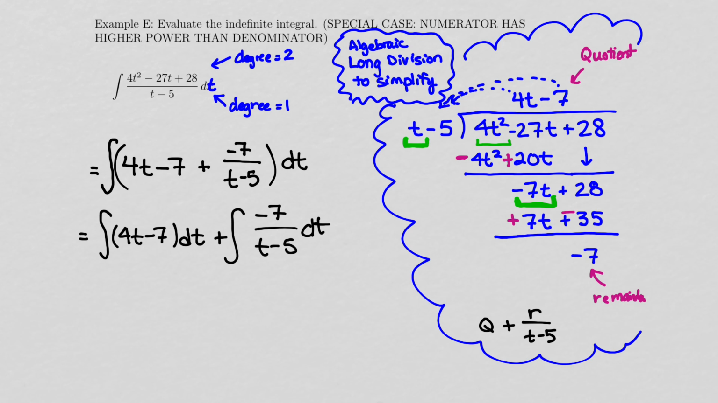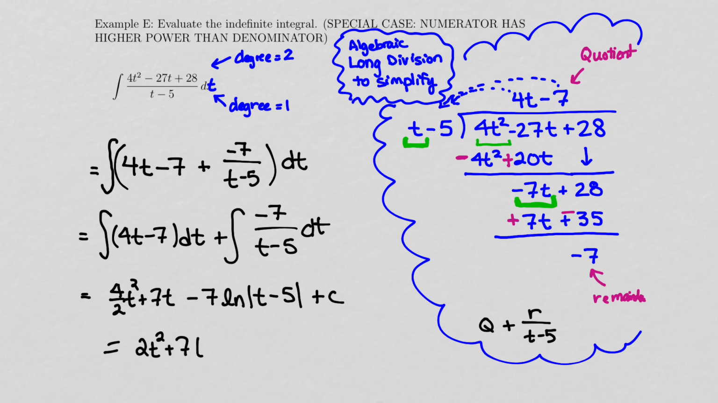So the antiderivative of 4t minus 7. Let me think. That's going to be 4 over 2 t squared, plus 7t. And that second integral is just going to be a minus 7. That's just a natural log, right? So I can put it all together as 2t squared minus 7t, minus 7 times the natural log of t minus 5, plus c.